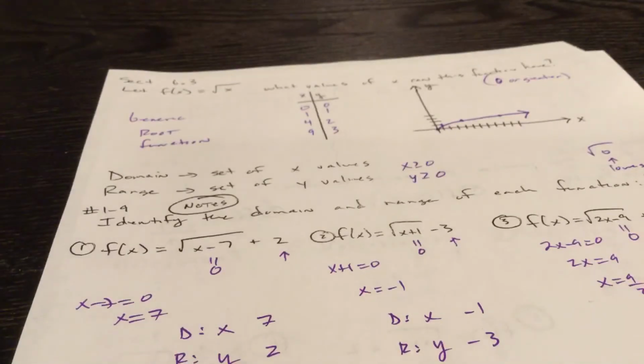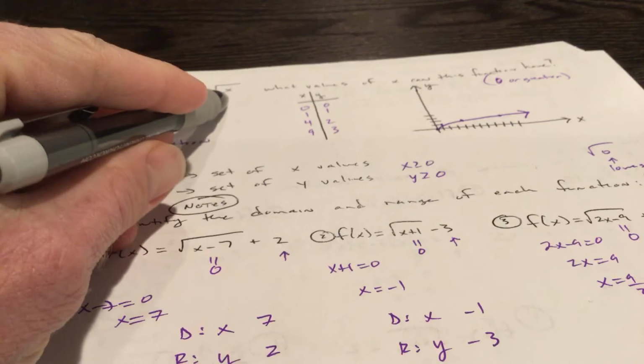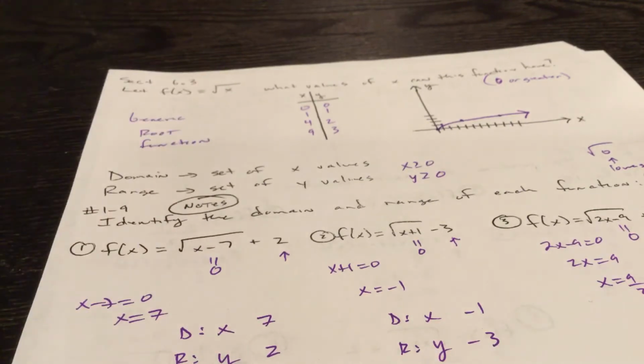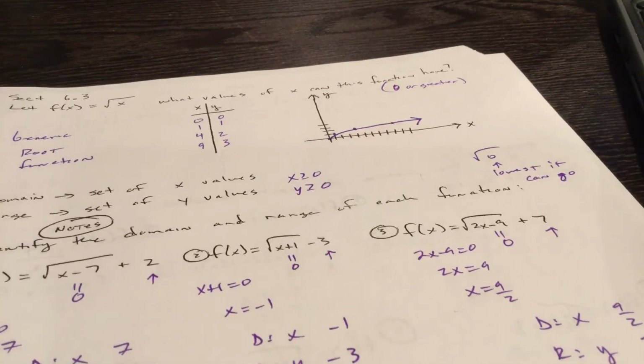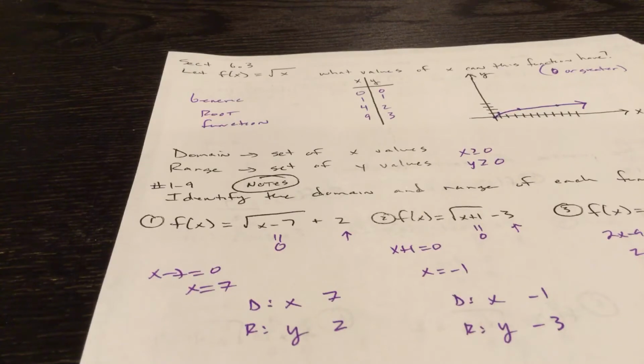Now I plugged 0 in for x, plugged 1 in for x, 4 in for x, and 9 in for x, because the square roots of those numbers are 0, 1, 2, and 3. All right? So my graph would look like that. Again, Desmos is going to look a little bit better. This is the generic square root function. The domain, remember, is the set of all the x values. In this case, x can be anything 0 or more, and the range is the set of all the y values that a function can have, and in this case, the range would be y greater than or equal to 0.